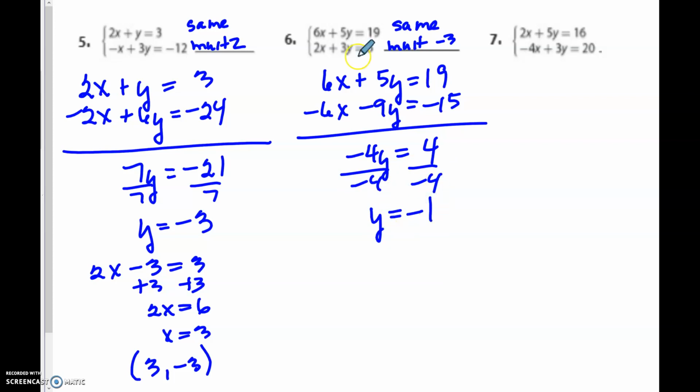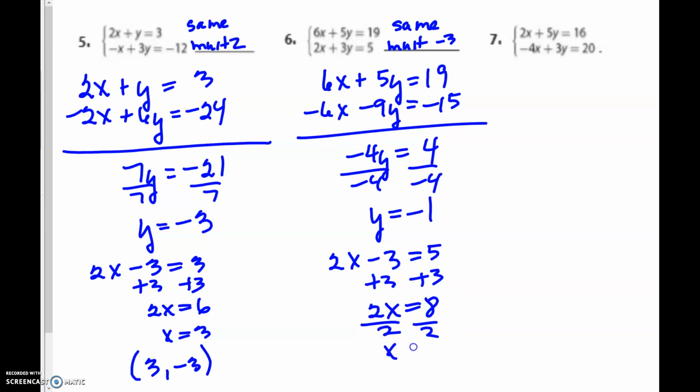All right, let's go plug that back in. So now we have 2x minus 3 equals 5. Add 3. So I have 2x equals 8. Divide both sides by 2. So x is 4. So I get the ordered pair 4, negative 1.